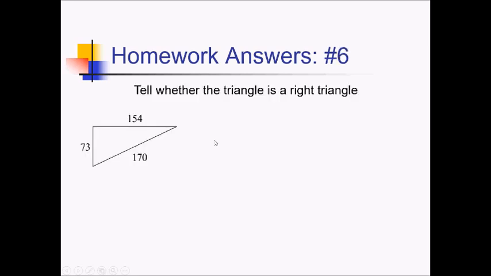On this problem, I want to figure out if this is a right triangle or not. To do that, I just need to see if these sides satisfy the Pythagorean Theorem. a squared plus b squared equals c squared. So for a and b, I have to use the shorter of the 2 sides, because this c is always our longest side, our hypotenuse. So I can write 73 squared plus 154 squared equals, and this is kind of a question mark, equals 170 squared. Let's use the calculator to see if that's true or not.